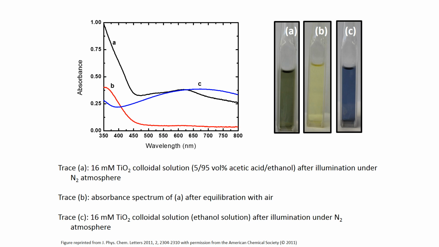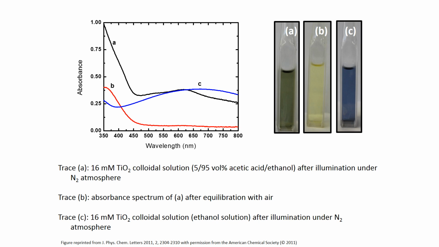On this slide, you can see 3 traces that correspond to the titanium dioxide colloidal solution under different conditions. Trace A is a 16 millimolar TiO2 colloidal solution in 5% acetic acid, 95% ethanol after illumination under a nitrogen atmosphere. You can clearly see the very broad visible and infrared region absorption that's classically assigned to trapped electrons on TiO2, but you can also see a very strong absorption in the UV, and it becomes clear as you go from trace A to trace B that these are attributable to the trapped holes on TiO2. The trapped holes are interestingly stable in air, which is somewhat unusual but also very important for this study.